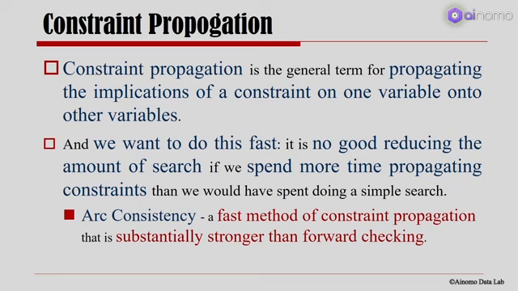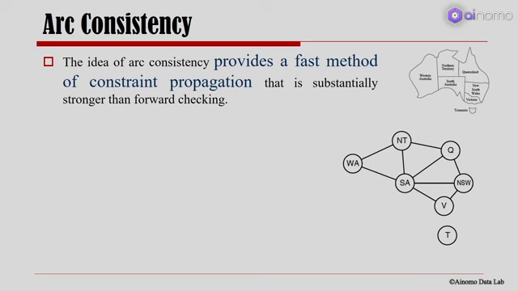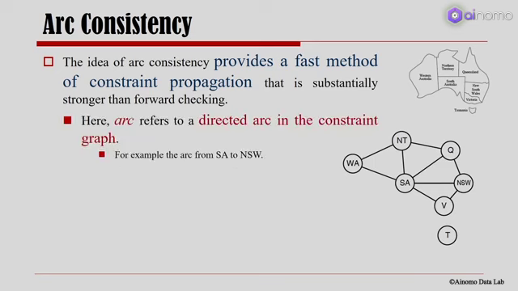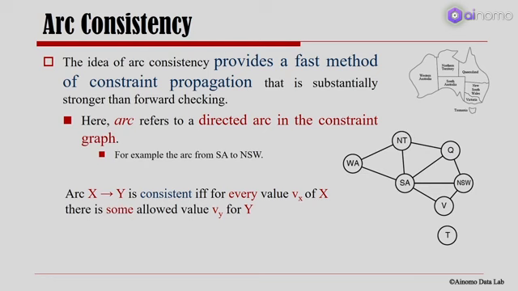A very fast method of constraint propagation that is substantially stronger than the forward checking that we have discussed today is arc consistency. Let us now try to understand how arc consistency provides a fast method of constraint propagation that is substantially stronger than forward checking. Here an arc refers to a directed arc in the constraint graph. An arc x to y is consistent if for every value Vx of x there is some value Vy for y.